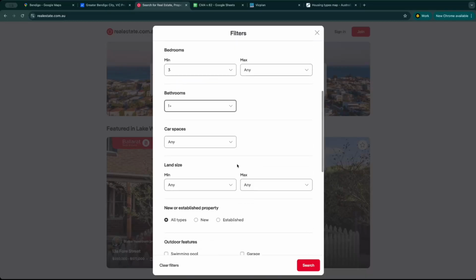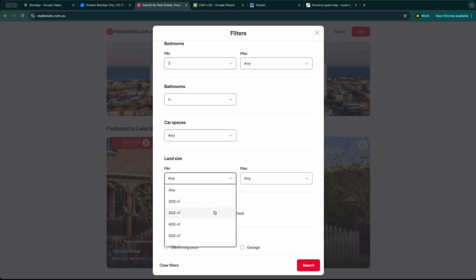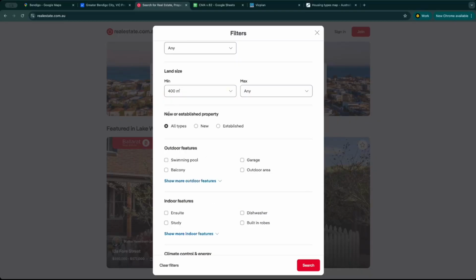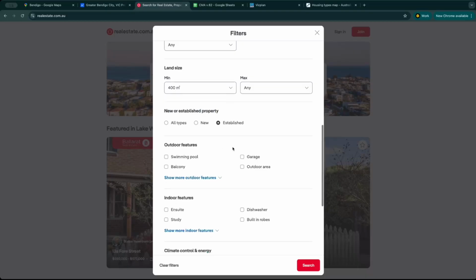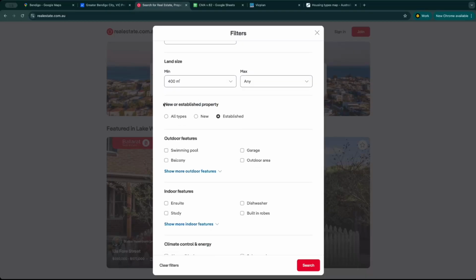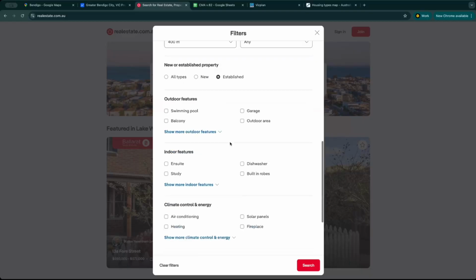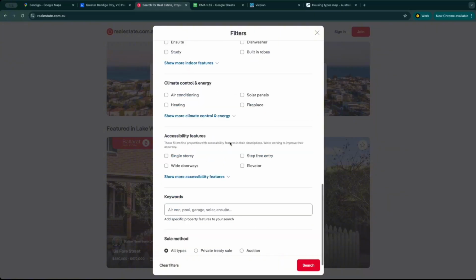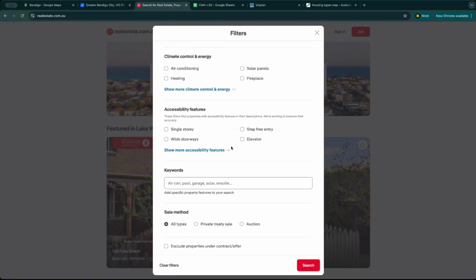Bathrooms, at least 1 bathroom. And then land size, I want at least, and this is more arbitrary. This is only in the interest of reducing the search down as much as possible. Now, I only want to look at established properties because newer properties generally are situated in newer suburbs when you're looking at regional locations. And so, I want to just completely avoid the supply concern on that front.